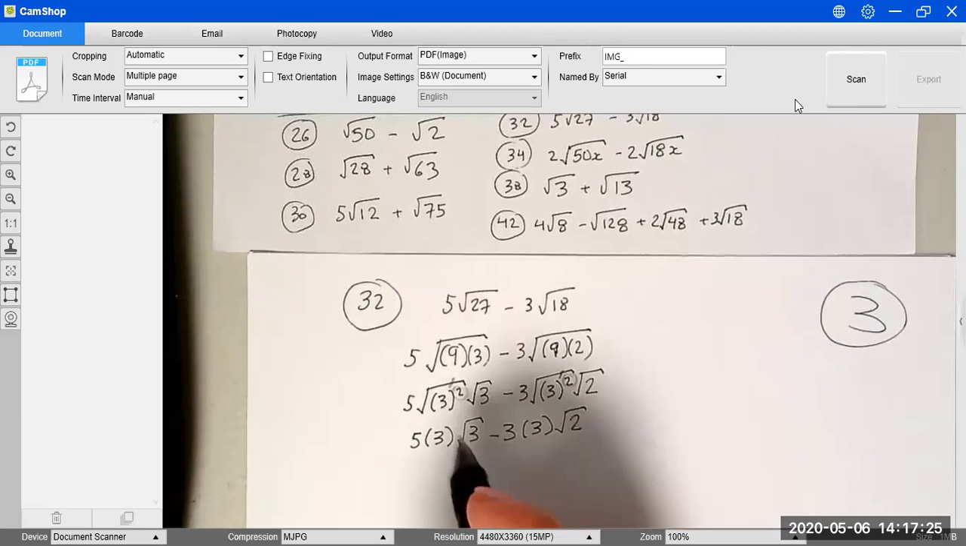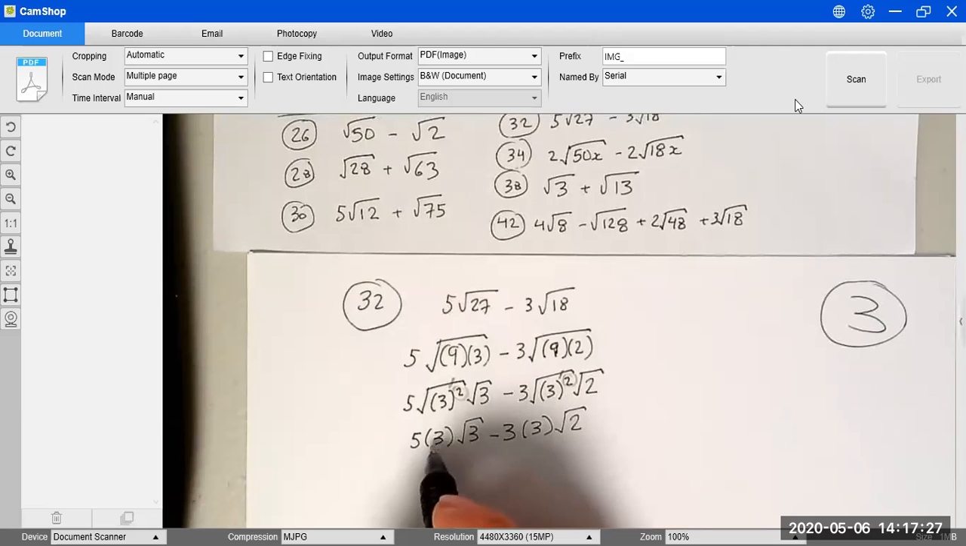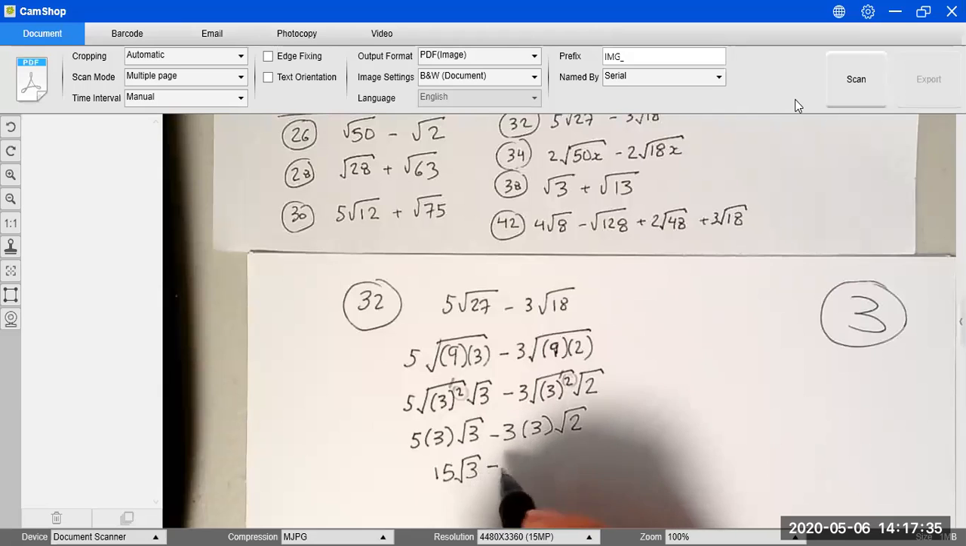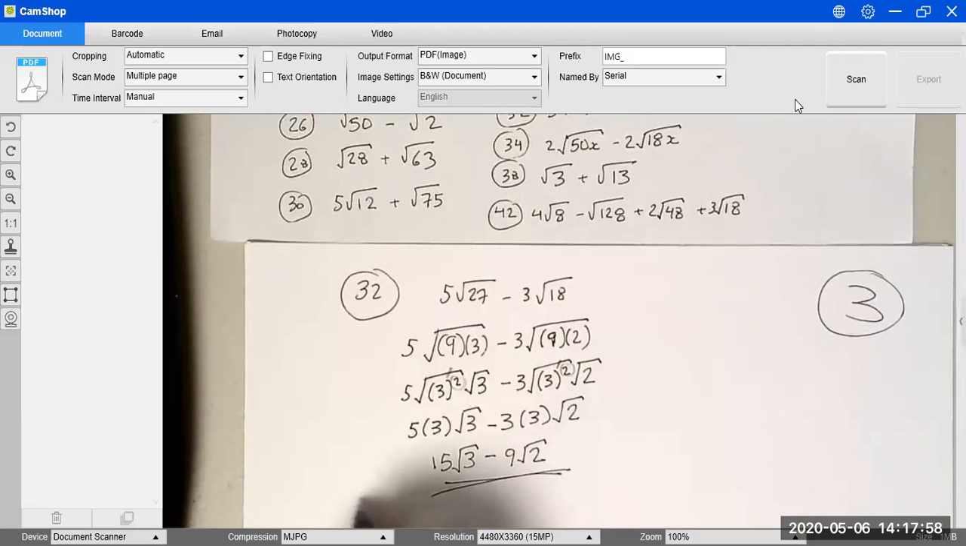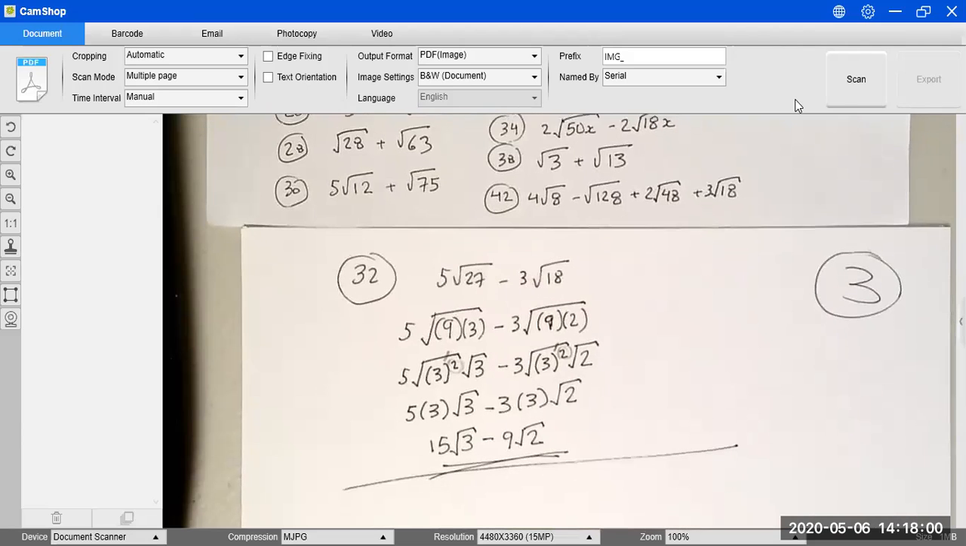So now we're going to perform the indicated operation. So I have 5 times 3, which is 15, times the square root of 3, minus 9 times the square root of 2. Now, you can see that these are not like radicals because they don't have the same radicand. So that's the final answer. We cannot combine these two radicals. So that's the final answer of 32.